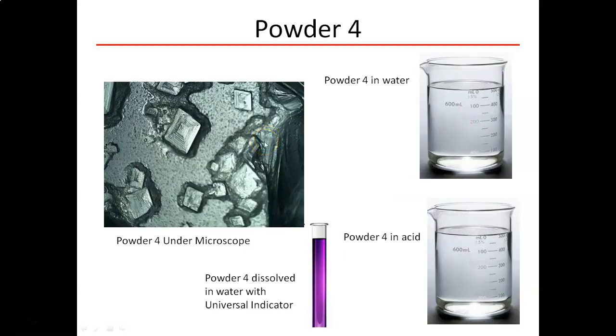Okay, so here's powder 4. We can get our crystal shape, our color, and our clarity. When we added it to water, when we added it to an acid, and then when we added some universal indicator to it, this is what it looked like. So again, pause the video, record your observations.